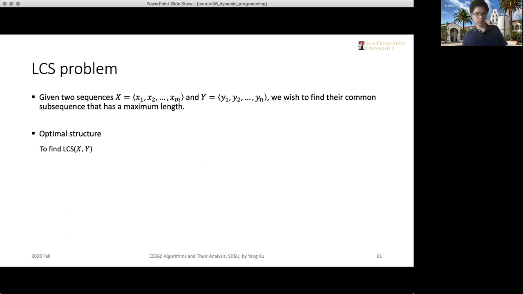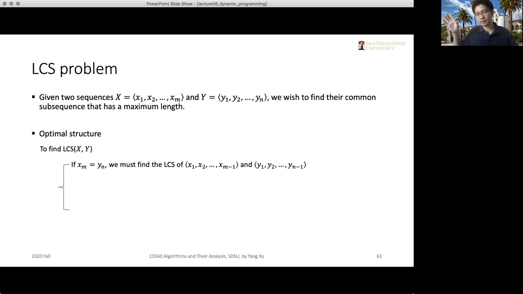Okay, so if we want to find a longest common subsequence between x and y, we can look at two cases. We focus on the last elements, the ending elements, xm and yn. They are the rightmost elements. So if xm equals yn, if they are equal, then they must be included in the longest common subsequence, because they are the rightmost elements, right?